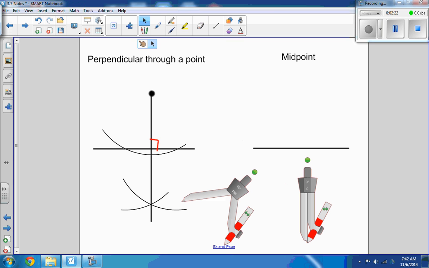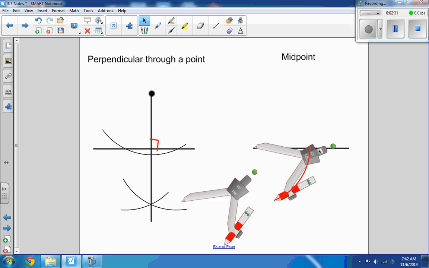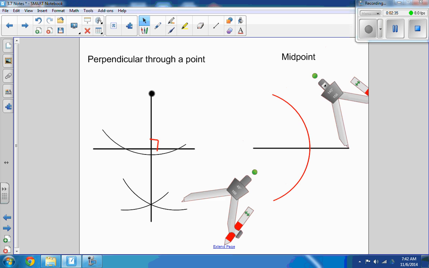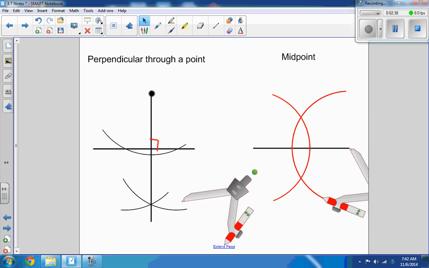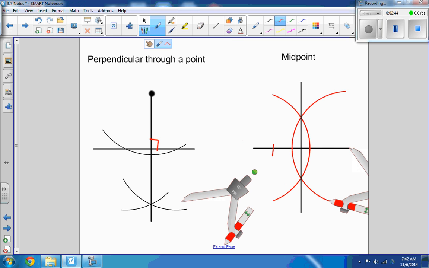And midpoint, to create the midpoint, is actually the same thing we did earlier. We're going to define the midpoint by doing the perpendicular bisector. So I'm doing the exact same thing we did on a perpendicular bisector. The reason this gives me the midpoint is because a perpendicular bisector bisects the segment into 2 congruent segments. So that is how I create the midpoint.